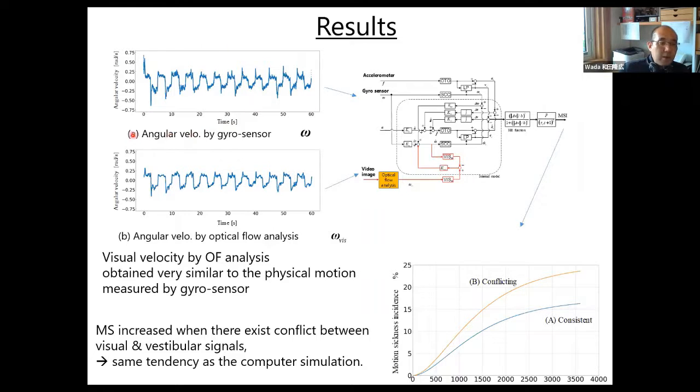This figure shows the measured result of the angular velocity by gyro sensor and angular velocity measured by optical flow analysis of the camera image. As you can see, these have very similar shape, right? And these measured velocities were inputted to the proposed model to calculate the MSI, and this is the result. As you can see, I want to say that the motion sickness increased when there exists a conflict between vision and the vestibular signals. Same tendency as computer simulation was obtained here.